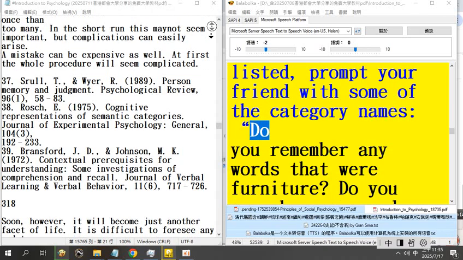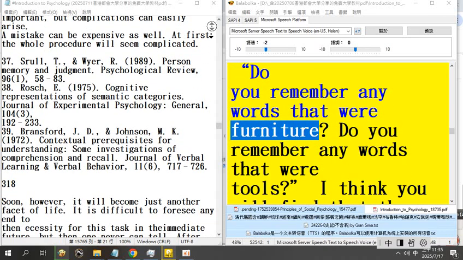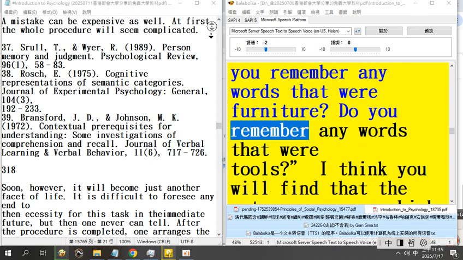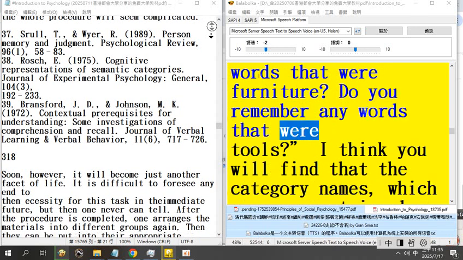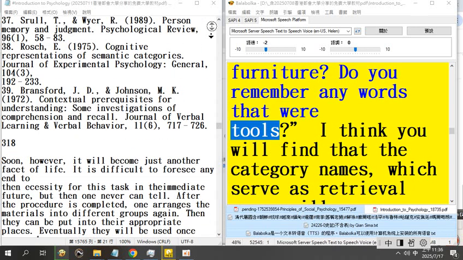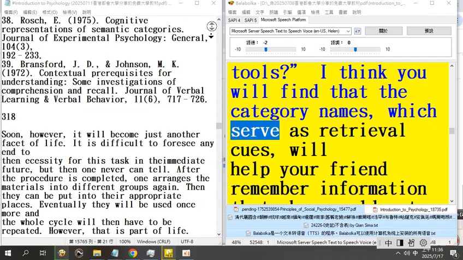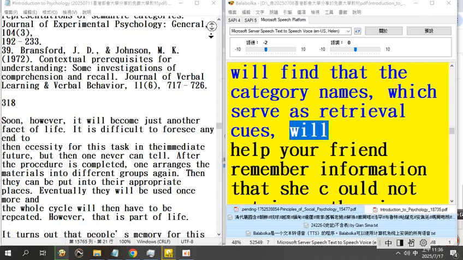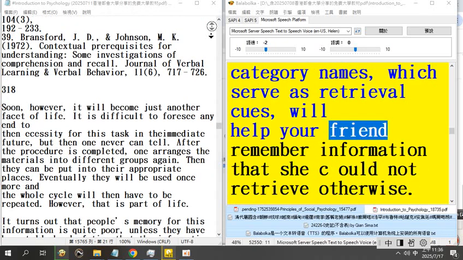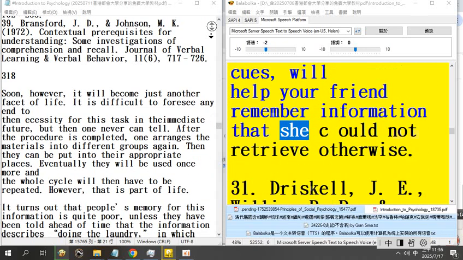Do you remember any words that were furniture? Do you remember any words that were tools? I think you will find that the category names, which serve as retrieval cues, will help your friend remember information that she would not retrieve otherwise.